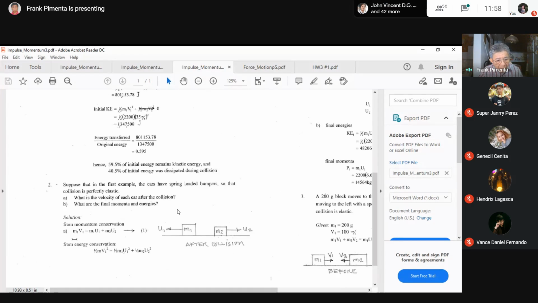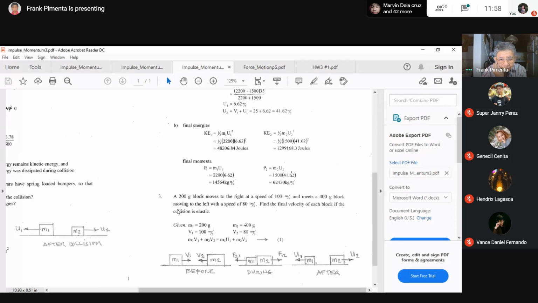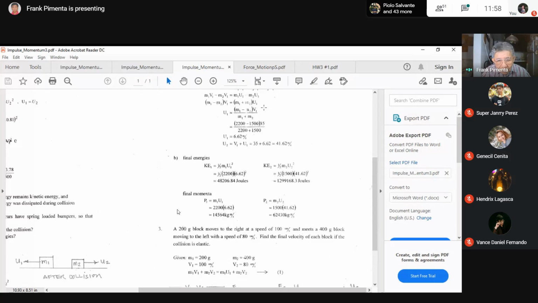and also to the conservation of momentum equation, the U2 is substituted here. There. U2 equals B1 plus U1 equals 35. Here, you can get the U sub 1 from this.